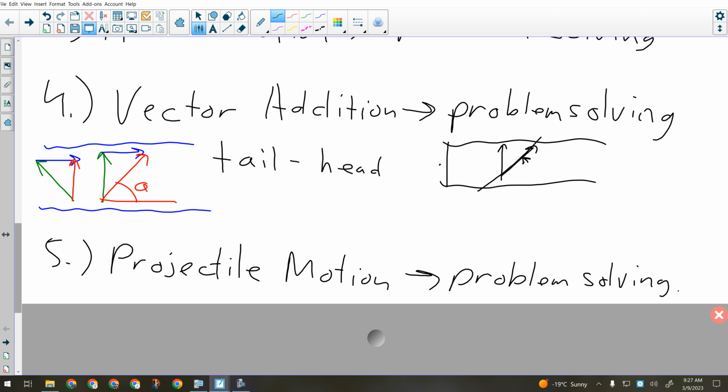And then projectile motion. We've already said there's one of each kind in the written. And there's 1 or 2 multiple choice questions, but they don't involve any calculating, they just involve the principles of projectile motion.